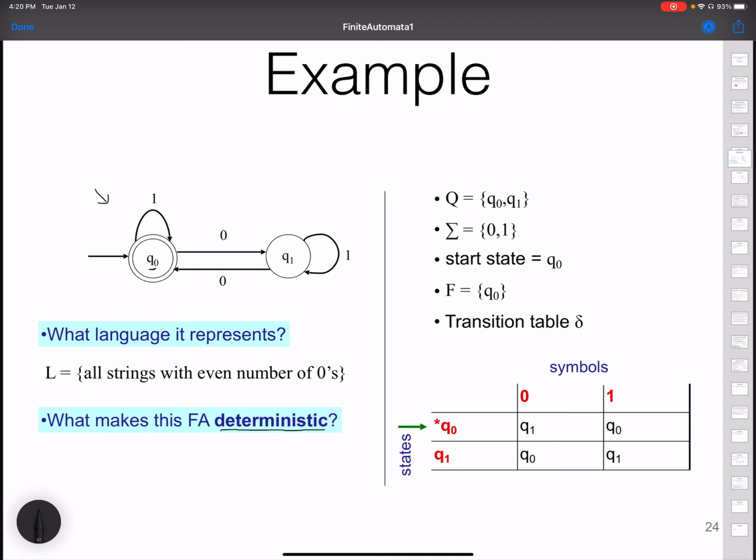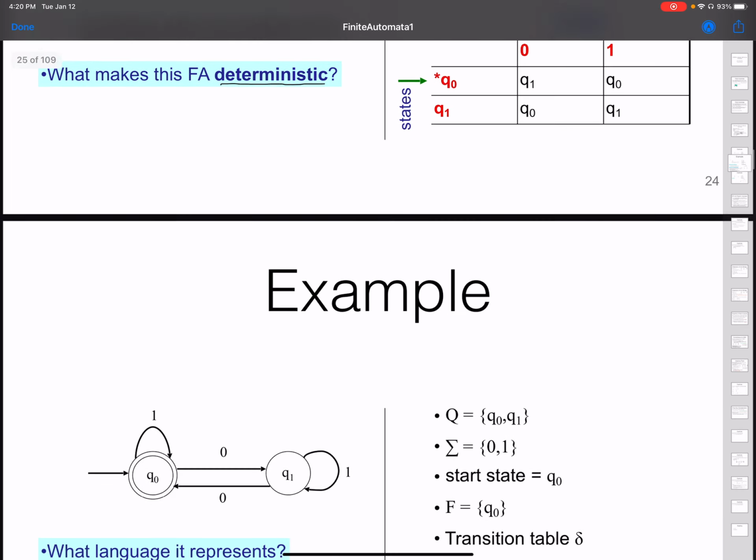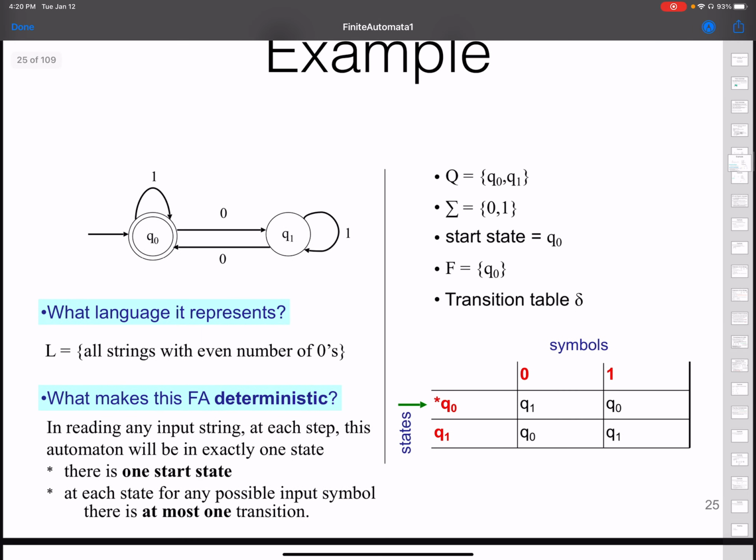For example, you are at a state Q0. For the input symbol 1, there is only one transition. That transition tells you that at Q0, by seeing a 1, you should stay at Q0. The other input symbol is 0. At Q0, by seeing a 0, you go to a state Q1. So for state Q0, for each input symbol, there is exactly one transition. And the same for Q1: for 1 and for 0, there's exactly one transition. So that's enough to make this a deterministic finite state.